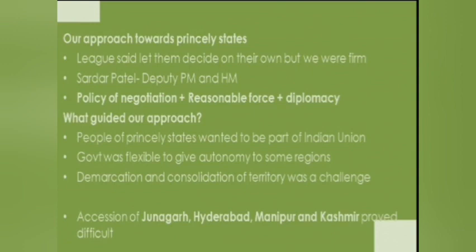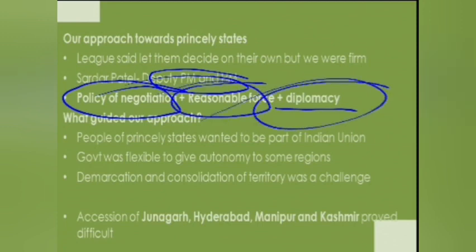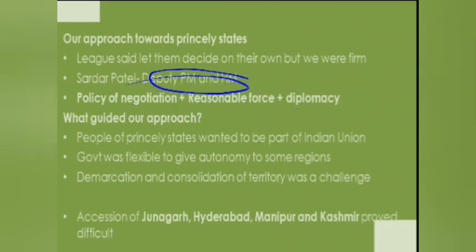So our approach towards the princely states was that the League said let them decide on their own, but we were firm. Sardar Patel, the deputy prime minister and home minister at the time, took on the very big challenge of integrating all of that. Understood? Policy of negotiation first, then reasonable force, then diplomacy. All these three methods were used to merge all the princely states into India.